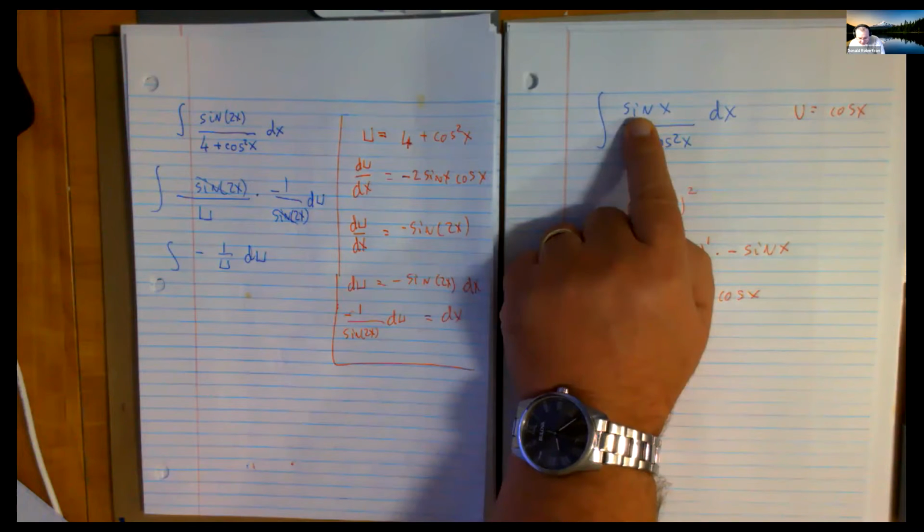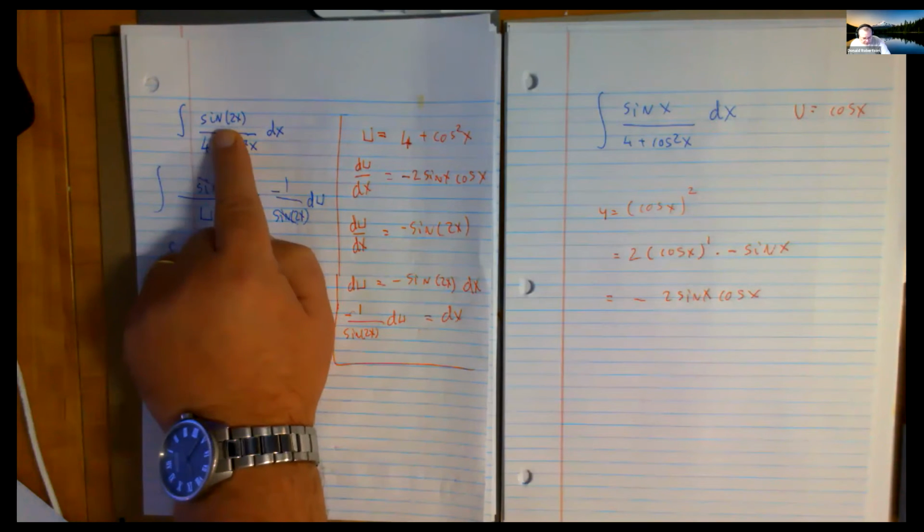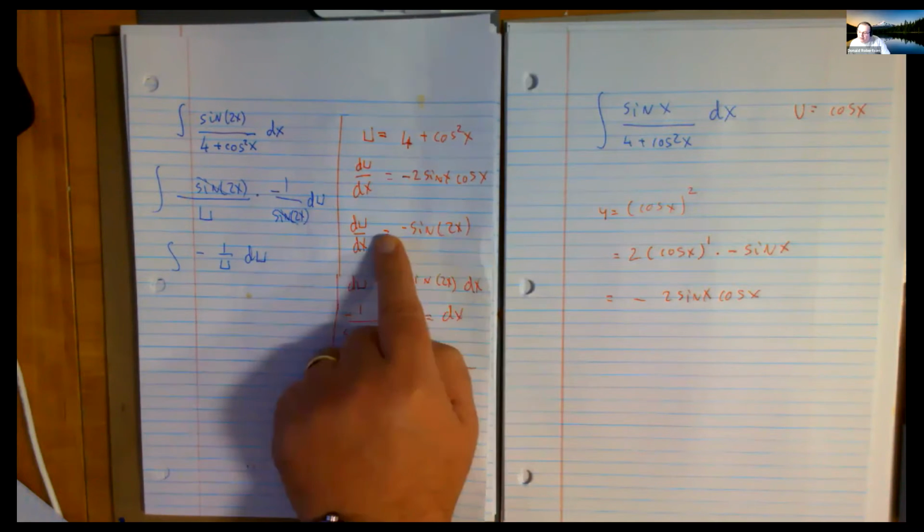Here a sine x is left over. Won't that eventually, when you differentiate it, get rid of a sine x? Here a sine 2x is left over. Won't this guy eventually, when you differentiate it, get rid of that instead?